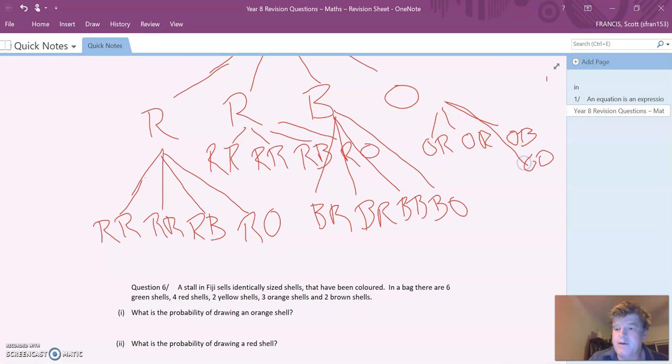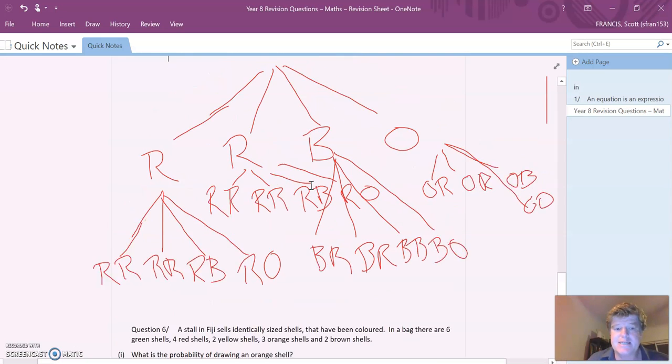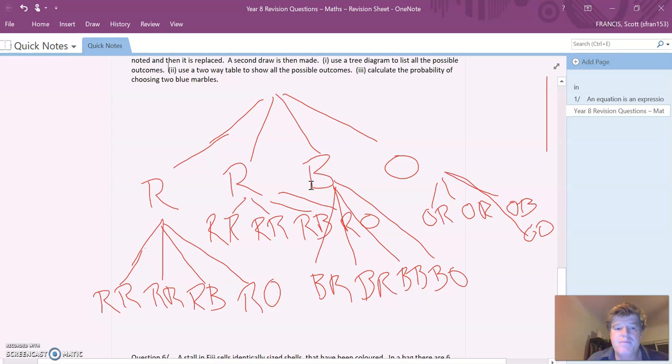It's not the neatest diagram in the world, but it does show us what we've got and tells us our sample space. If we count our way across, there's 1, 2, 3, 4, 5, 6, 7, 8, 9, 10, 11, 12, 13, 14, 15, 16 different combinations we can draw. We draw one marble, put it back, and then draw again. So 16 different combinations. And the question asks us, what's the probability of choosing 2 blue marbles?